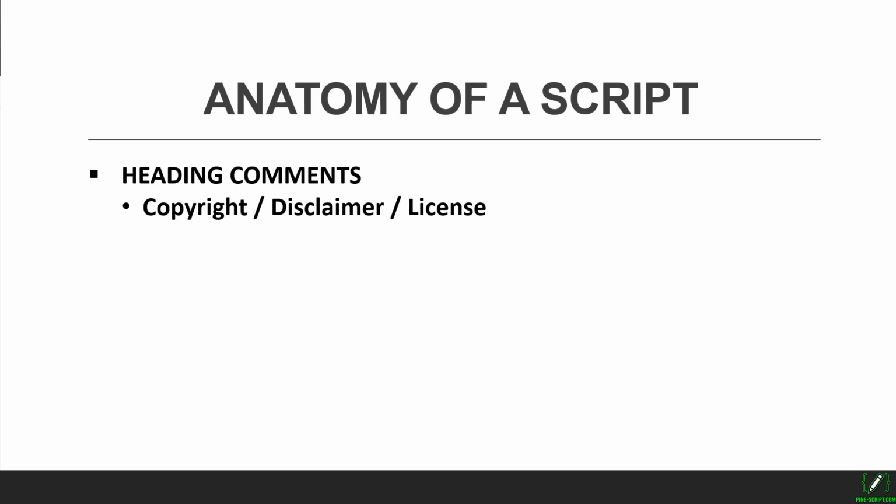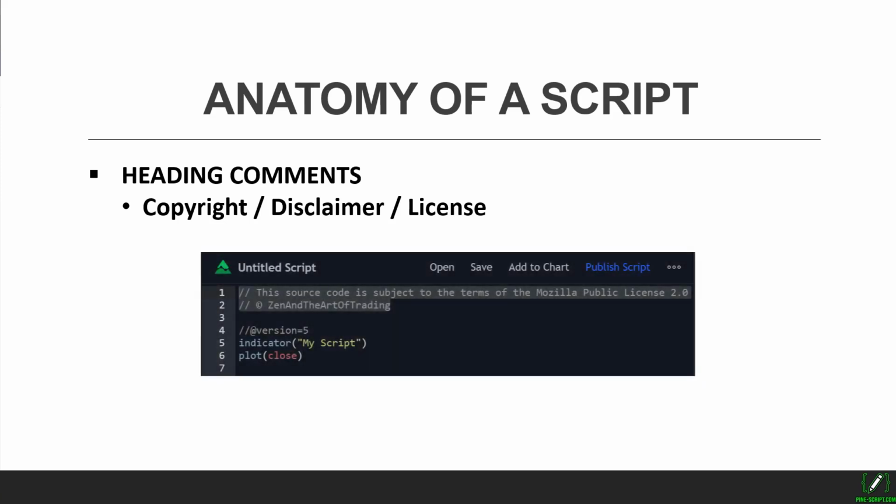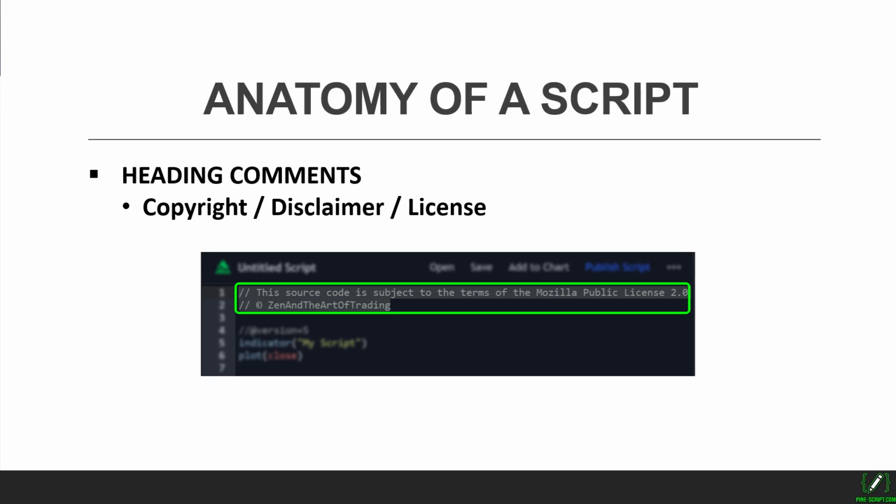We'll cover what comments are later in the course, but basically a comment is just a line of code that doesn't get executed. It's purely for human eyes only. It's just for you to leave notes in your script. And one of the comments that are automatically generated when you create a new blank script is your copyright and your disclaimer, or Mozilla Public License. We'll also go over that in a future lesson.